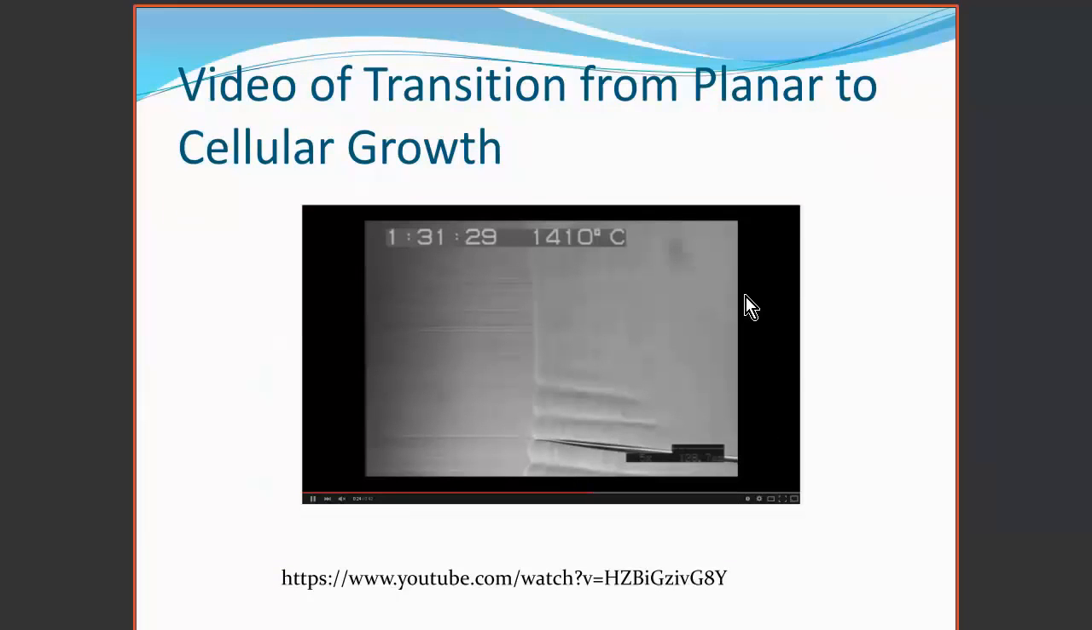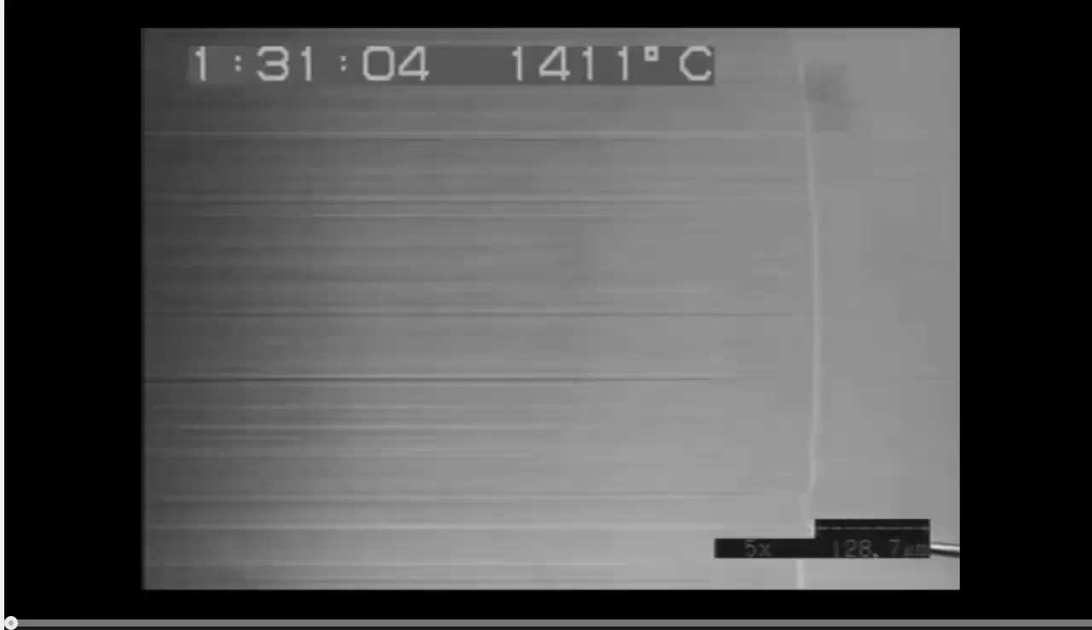I will show you a video taken under a scanning electron microscope of the propagation of a planar growth front, which then turns into a cellular growth. Here we see the planar growth front moving towards the left. As the temperature reduces, it becomes unstable, and we see a cellular growth front forming.